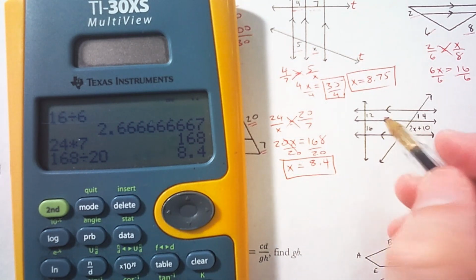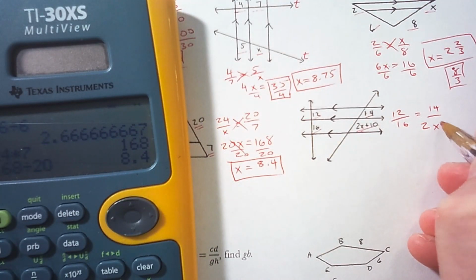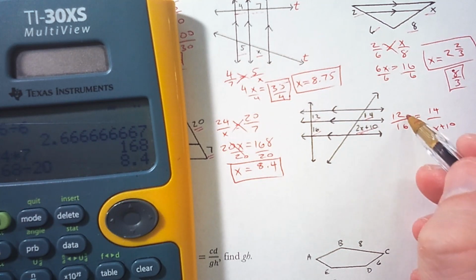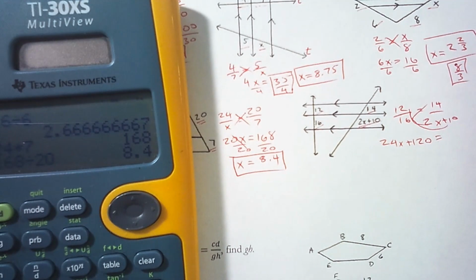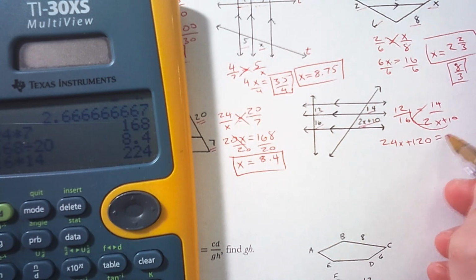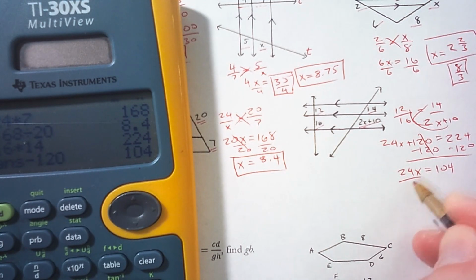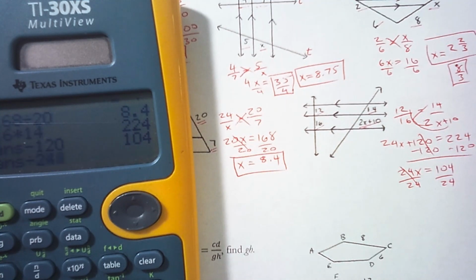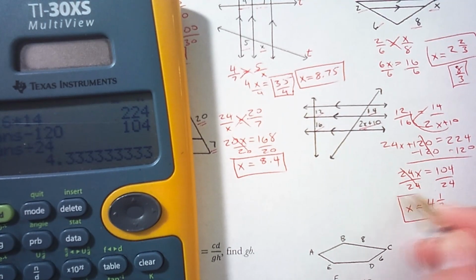And our last one in this section, we've got 12 is to 16, as 14 is to 2x plus 10. Okay, so our cross products, we'll have to distribute 12 times 2x and 12 times 10, so that's 24x plus 120. And then 16 times 14 is 224. So we'll subtract 120. So we get 24x equals 224 minus 120 is 104, and divide by 24, and we get 4.3 repeating, and 0.3 repeating is 1/3, so it's 4 and 1/3.